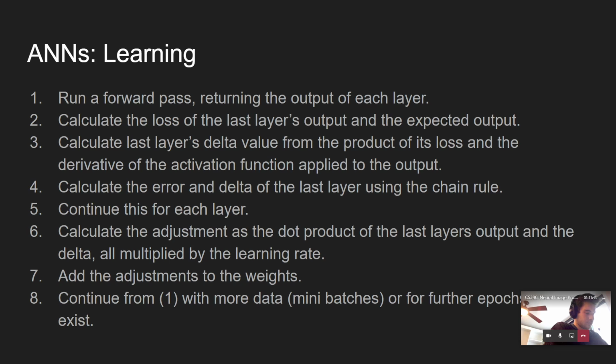And once we have all of those delta values calculated, we can get our adjustments, and all we have to do is add those adjustments to the weights. Then we can continue from the start and do that over and over again for many different epochs, and that will train our network. That is the poking it with the magic wand.